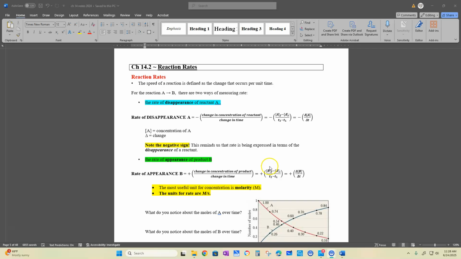All right, AP 14.2, reaction rates. Okay, we're going to need some calculators because we're doing some math. First of all, reaction rates, what we just talked about in 14.1, it's the speed of the reaction.